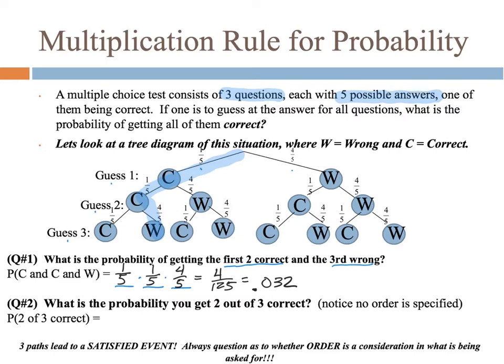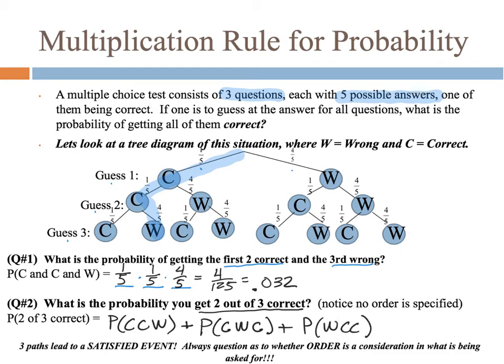If, in fact, this had been worded differently and said specifically that we just got 2 out of 3 correct, you can see that there are a lot more than one way that can happen. I could have the first 2 correct and the third one wrong, just like we saw. Or, plus, I could get the first one correct, the second one wrong, and then the third one correct. Or I could get the first one wrong and then the last 2 correct. You'll see that if we trace each one of these paths up here, it doesn't really matter. All 3 of those have 1 wrong and 2 correct. And they're all 4/5 times 1/5 times 1/5, which leads me for each one of these to be worth 4 out of 125.